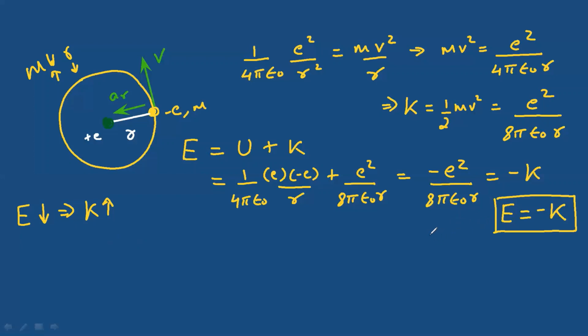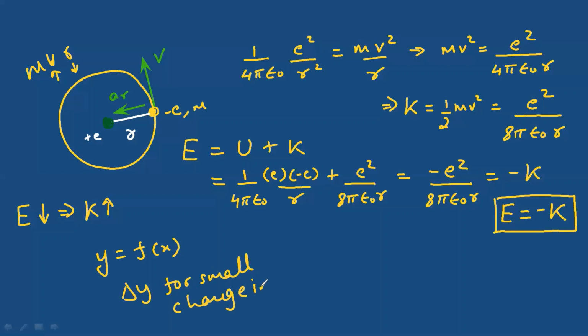And then one more important concept that you need to understand is the change in a function. This is a mathematical concept that you must have learned in class 11, that if you have a function y equals f of x, and you're supposed to calculate delta y for a small change in x, that is delta x, delta y can be written as dy by dx times delta x.